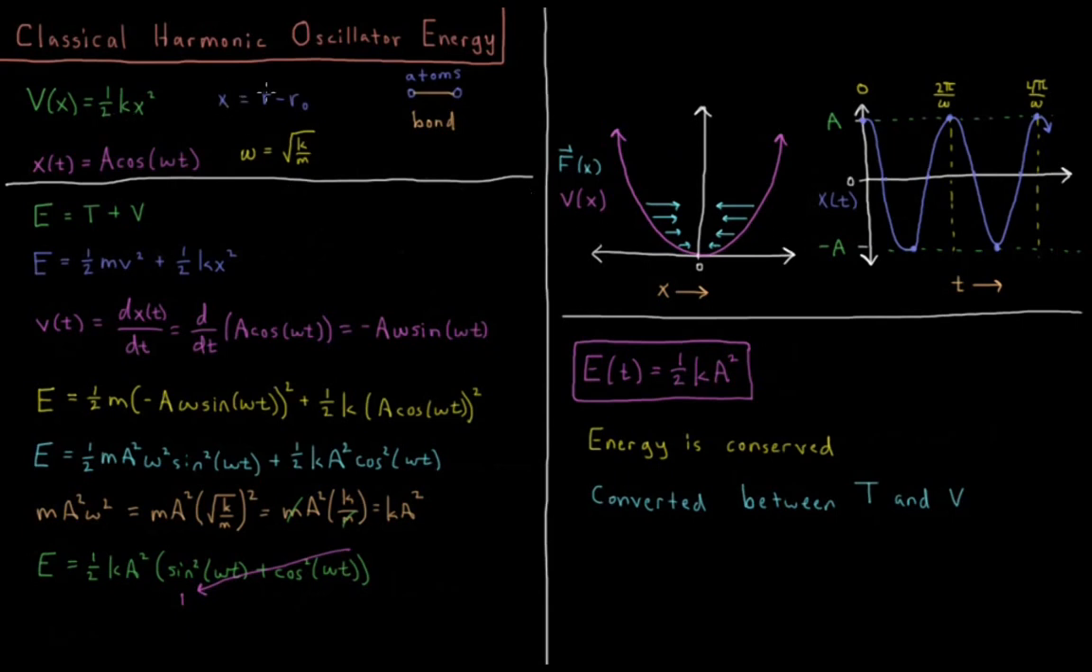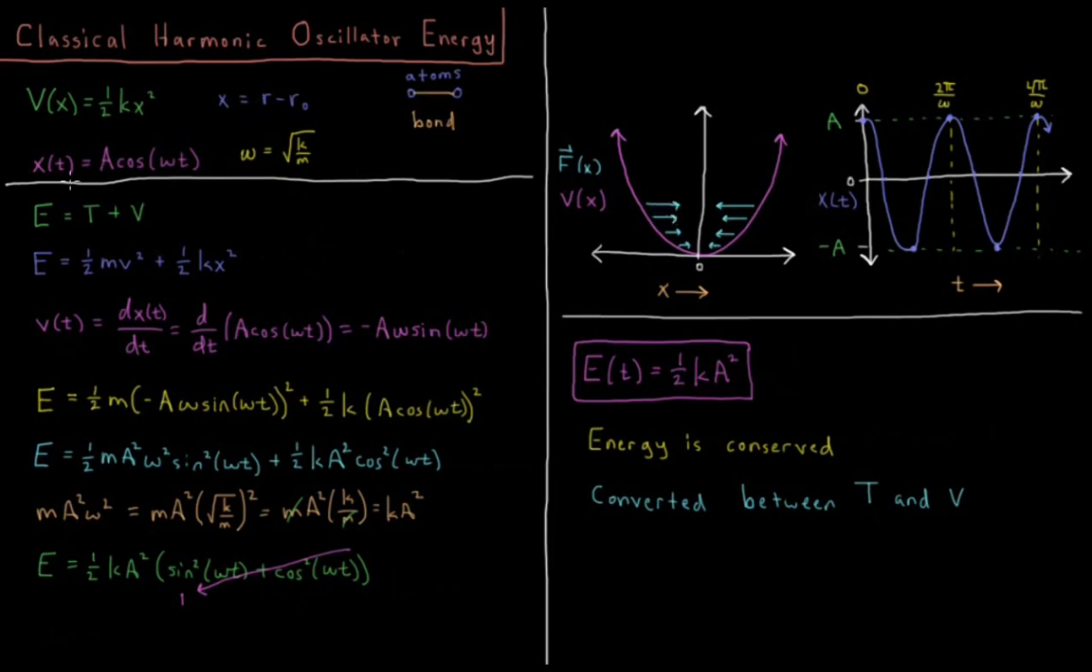x equals R minus R naught, where we have two atoms bonded together by some covalent bond, and they have some minimum energy bond length R naught, the equilibrium bond length. So x represents displacement away from that equilibrium bond length.